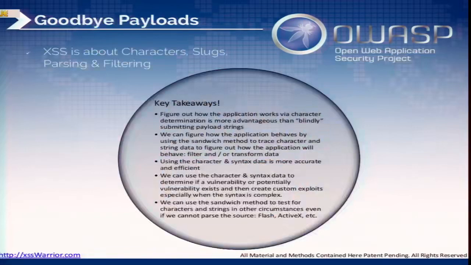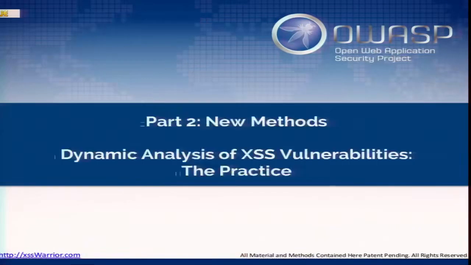So key takeaways: we're no longer doing blind submission with callbacks or tracer values in the payloads and hoping that the strings work, because we already know what's going to work before we do it. We can figure out the filter and how things transform. We can see the characters that make it through. We can see the syntax. And basically, this methodology is not technology dependent. That's the last point there.